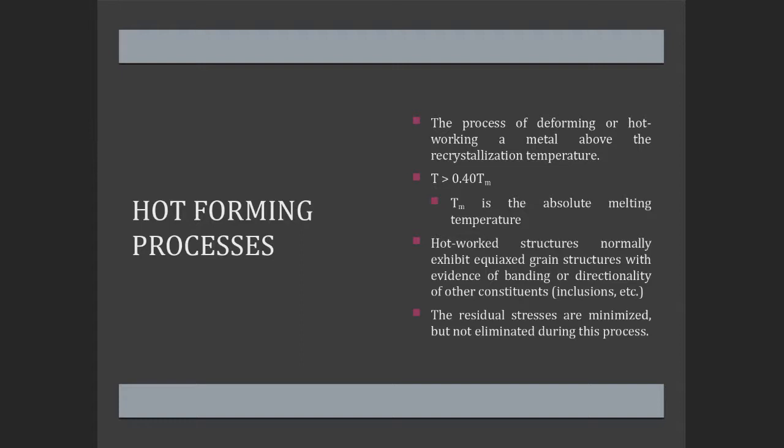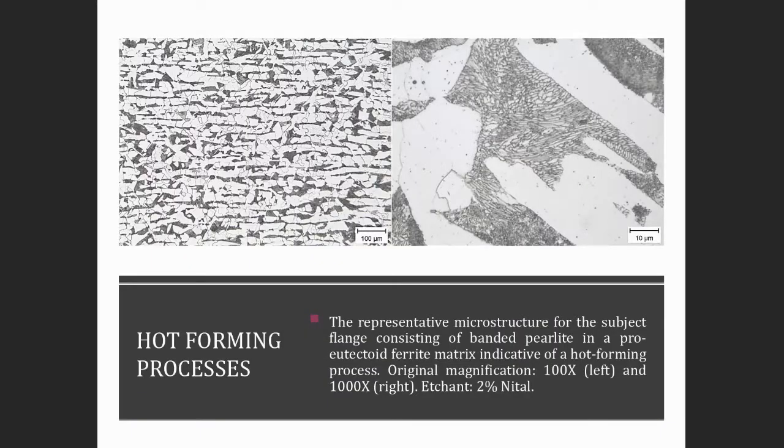Typically, your hot work structures will exhibit equiaxed grain structures, but there will be evidence of banding or some other directionality of other constituents, such as inclusions. Residual stresses in this case are minimized, but they're not 100% eliminated. Here are some examples of what a hot formed microstructure looks like. This particular one is of a flange that consists of banded pearlite.